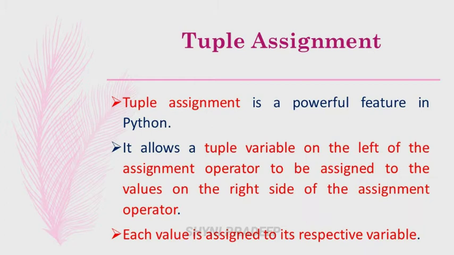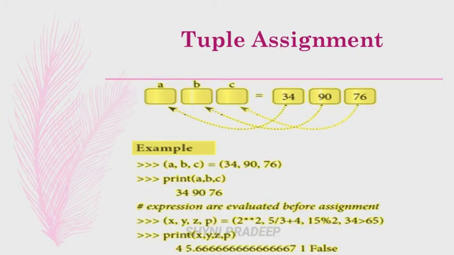Each value is assigned to its respective variable, which means A is equal to 34, B is equal to 90, C is equal to 76. Here A, B, C are the variables, equal to is the assignment operator, and 34, 90, 76 are the values. When you print the A, B, C variables, the values of those variables will be printed on the output screen, that is 34, 90, 76.